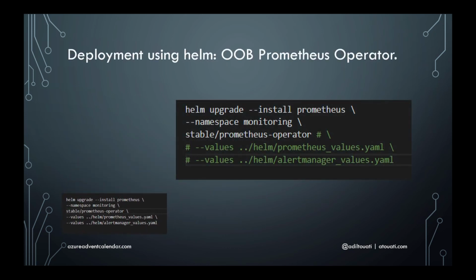To start with, we will try to do an out-of-the-box Prometheus operator. Let's say you take a vanilla configuration and just deploy it to your cluster. So the command is basically: go get me the latest stable Prometheus operator Helm chart, and deploy it on the cluster, in the namespace monitoring.